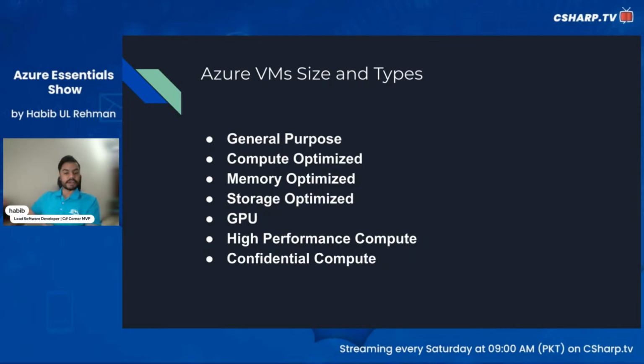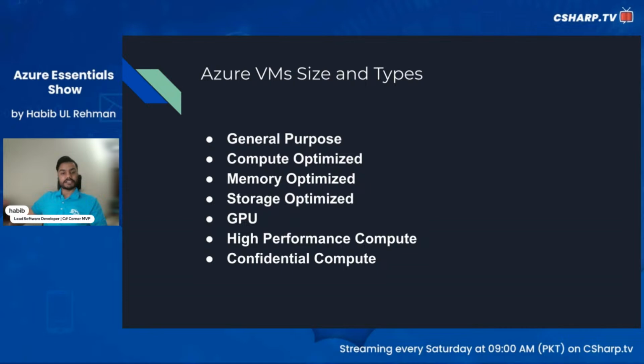Then we have the memory optimized type where a high memory to CPU ratio is available, and it's best for relational database servers, medium to large caches, and in-memory analytics. So these are best for applications where you need a lot of memory, and memory optimization is very important for you. Then we have storage optimized. This provides high disk throughput and input output operations. It's ideal for big data, SQL and NoSQL databases, and also best for data warehousing.